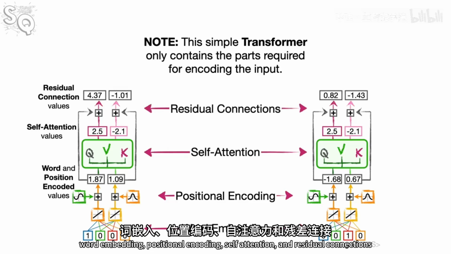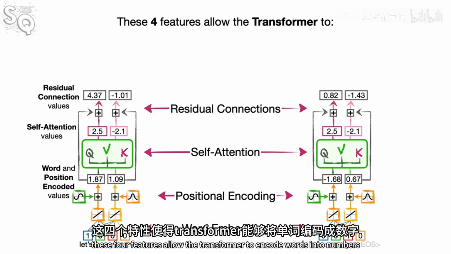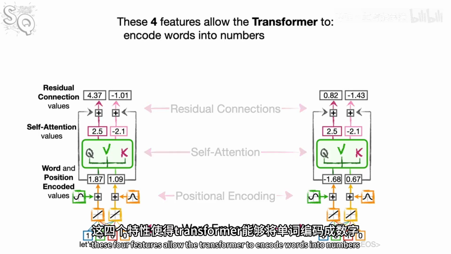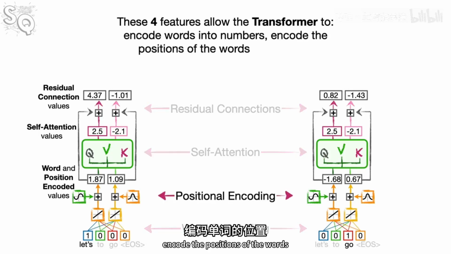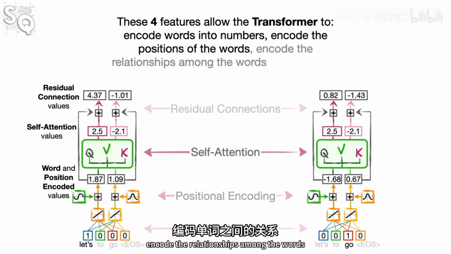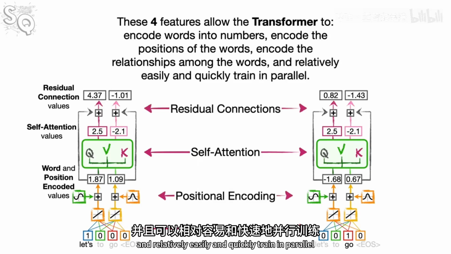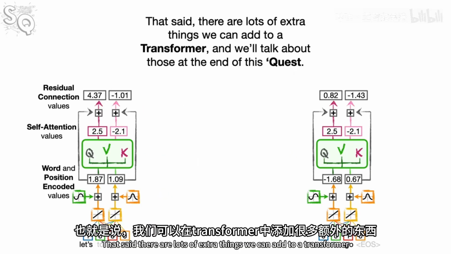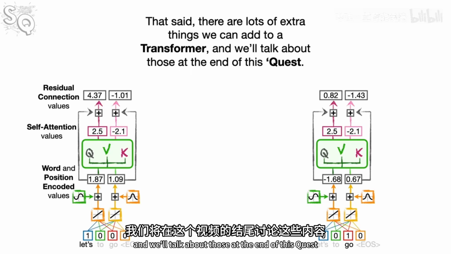Note, this simple transformer only contains the parts required for encoding the input: word embedding, positional encoding, self-attention, and residual connections. These 4 features allow the transformer to encode words into numbers, encode the positions of the words, encode the relationships among the words, and relatively easily and quickly train in parallel. That said, there are lots of extra things we can add to a transformer, and we'll talk about those at the end of this quest.